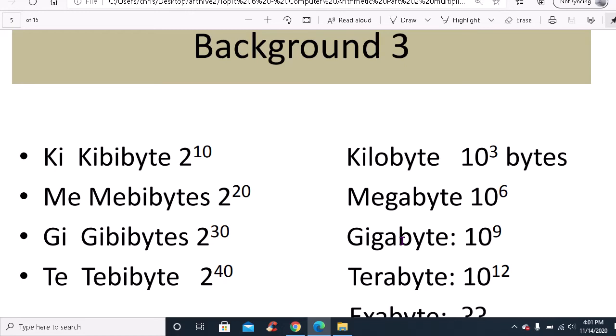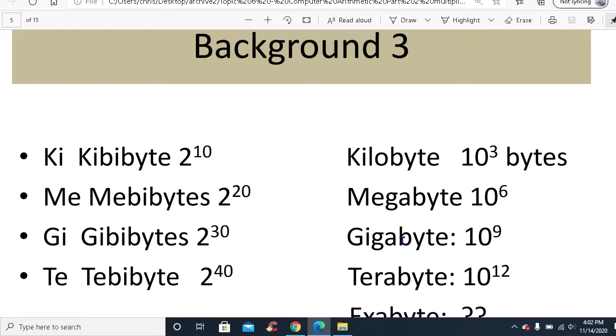Third element of background I want to give you is that a kibibyte is the name for the number 2 raised to the power of 10. A mebibyte, 2 raised to the power of 20 bytes. A gibibyte, 2 raised to the power of 30 bytes. A tebibyte, 2 raised to the power of 40. It's quite a big number.